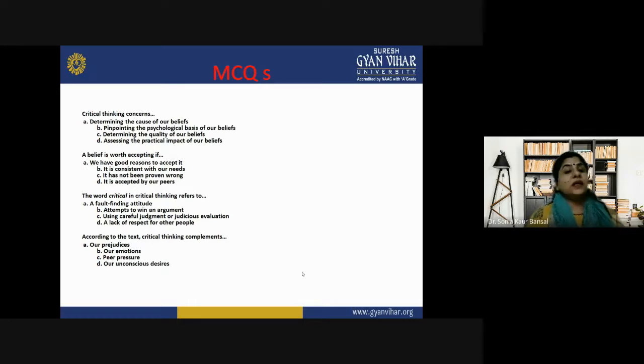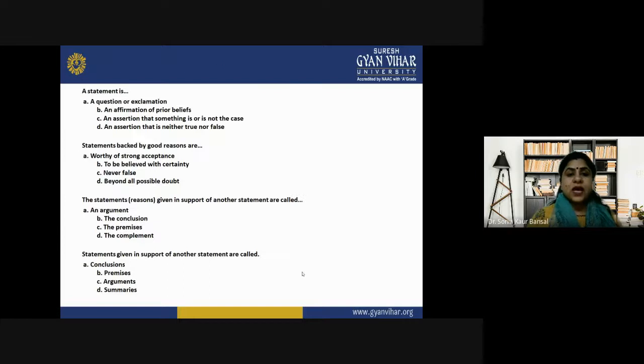So the word critical in critical thinking refers to a fault-finding attitude, attempts to win an argument, using careful judgment or judicious evaluations, a lack of respect for other people. So the correct answer is, of course, using careful judgment or judicious evaluation. The next question is, according to the text, critical thinking complements our prejudices, our emotions, peer pressures, our unconscious desires. So it really complements our unconscious desires too. So these are the questions, and some more questions are related to critical thinking and research trends.